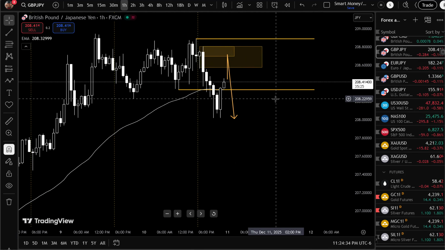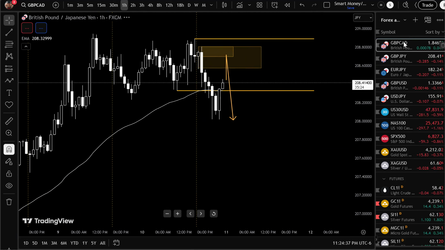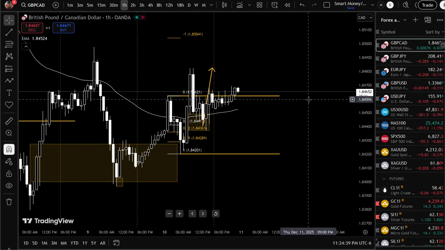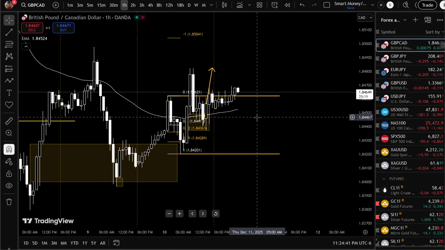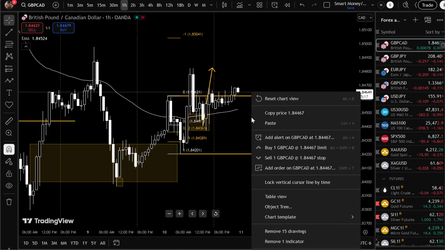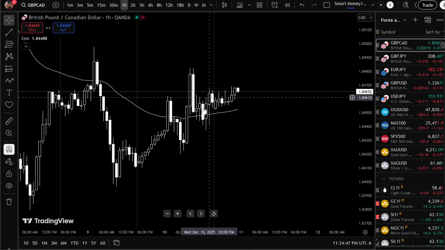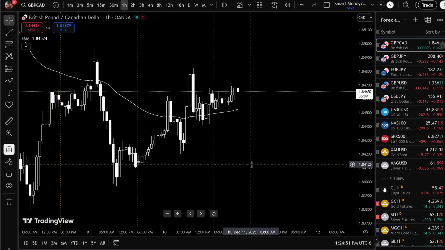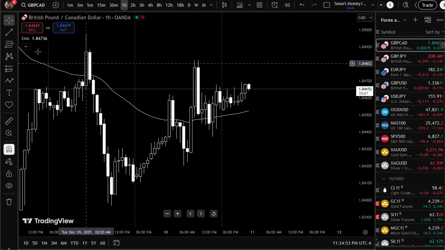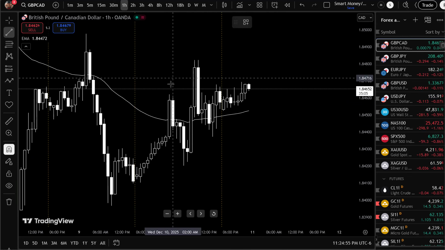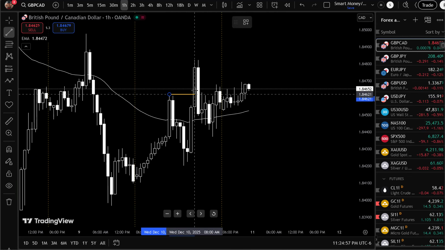All right. Let's see. Let's look at one more. Let's look at GBPCAD. What happened on GBPCAD? I'll have to erase this. Let's go to a lower time frame. 1 hour. See, we got the bullish. Oh, look, I ain't got to erase it. Look what happened. Bullish indication here.